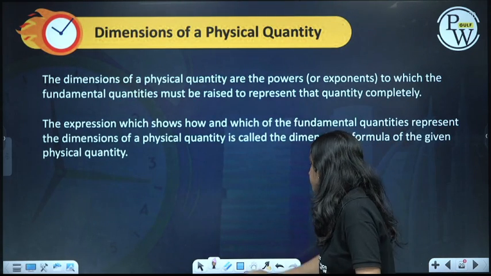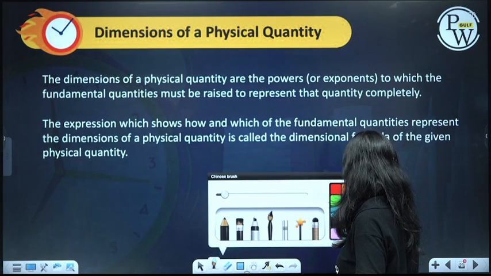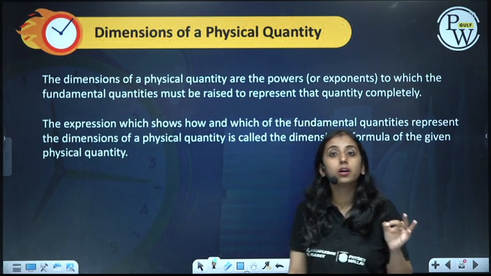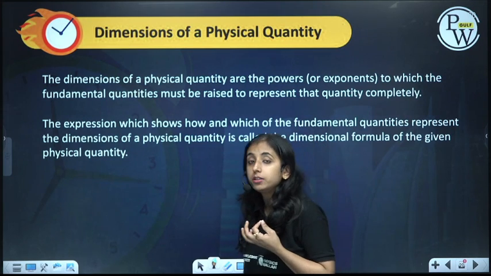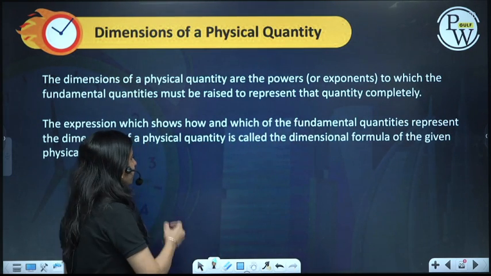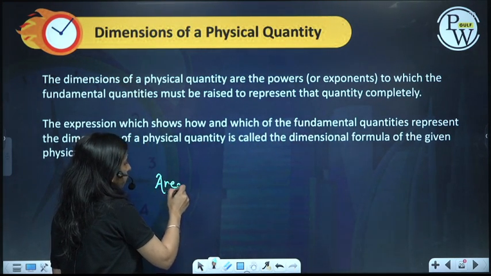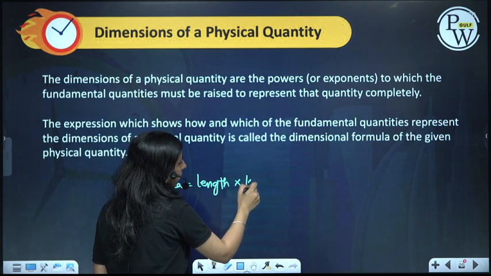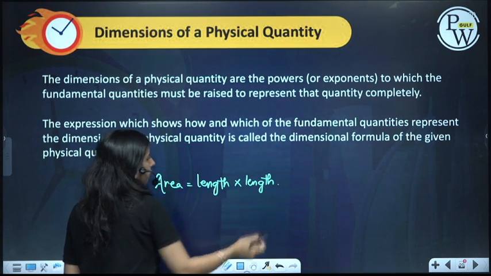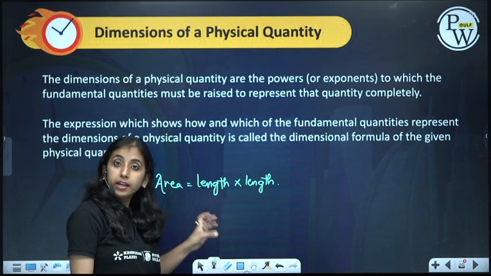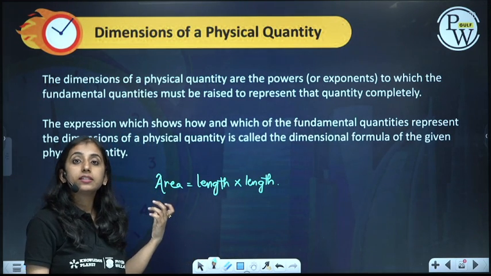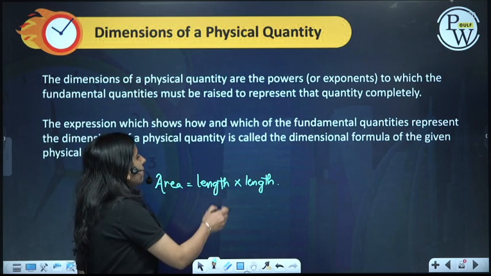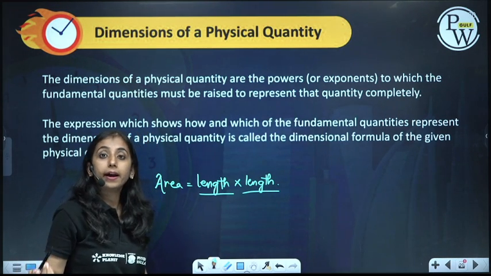Now next comes dimensional analysis. What are the dimensions of a physical quantity? Suppose we want to express area. So area will be length multiplied by length. If we have a square, it is a square. If we have a rectangle, it is L into B. If we have a triangle, it is half into base into height. So it will always have length multiplied by length.